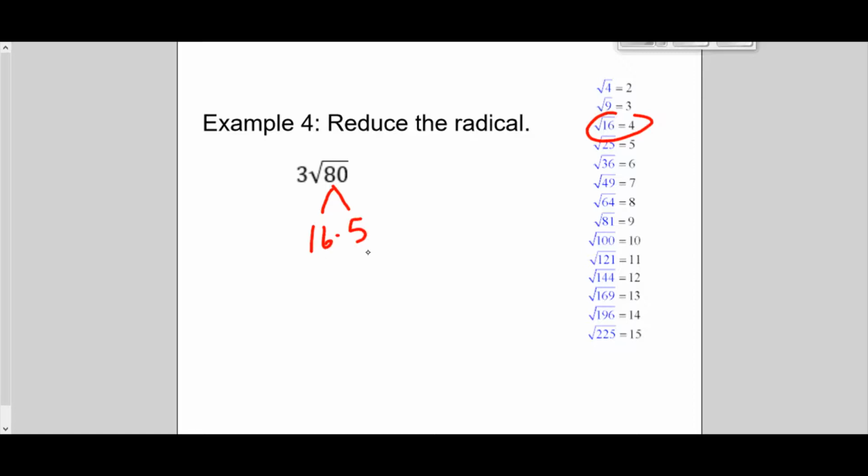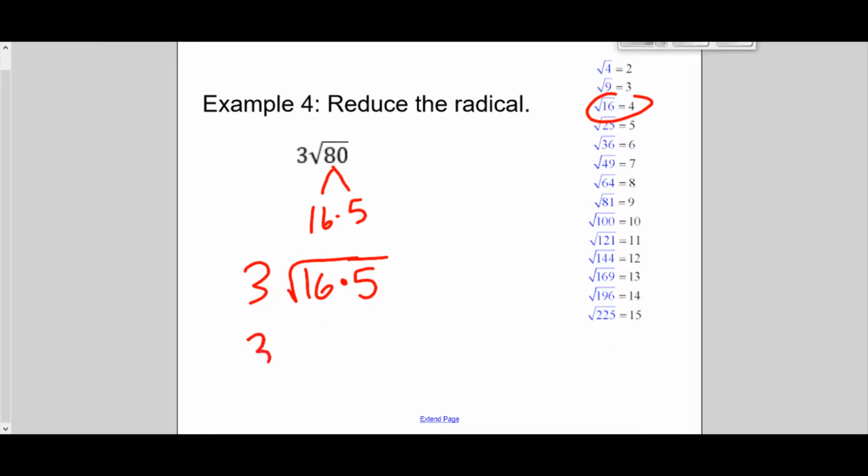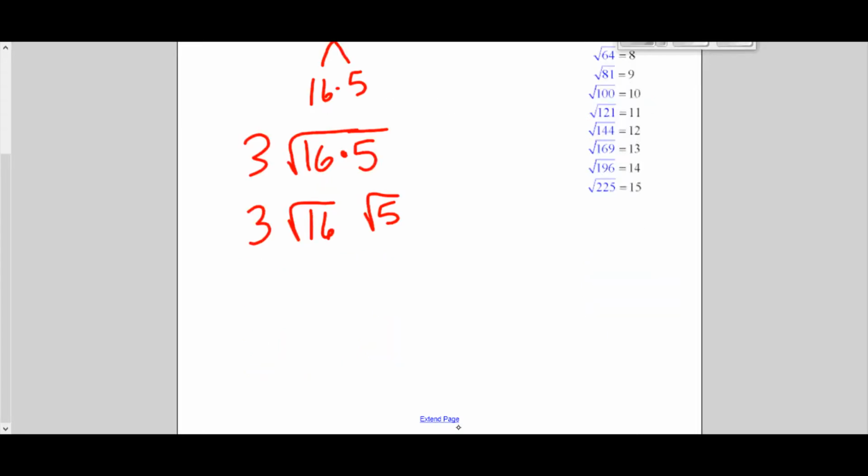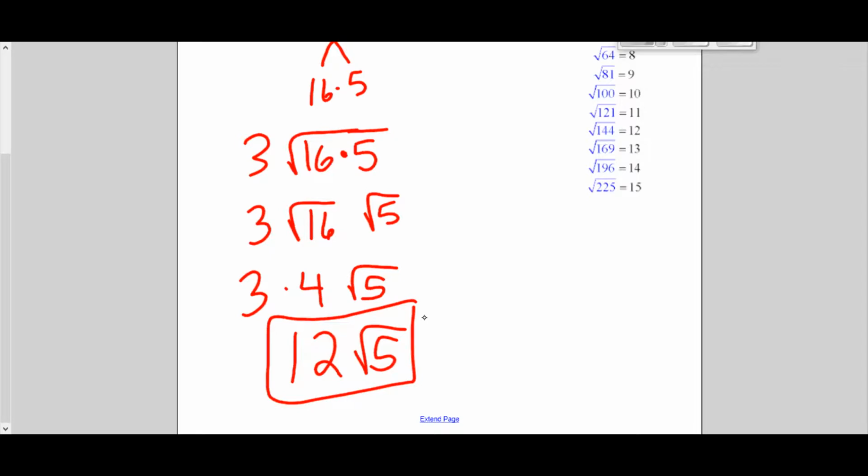You could just check the numbers in your list. So 16 times 5 would be the way to split up the square root of 80. I'm going to rewrite it as 3 square root of 16 times 5. But remember, the product property says I could rewrite this as 3 times the square root of 16 times the square root of 5. We know the square root of 16 is 4, so this would be 3 times 4 square root of 5. 3 times 4 is 12, so our answer here is 12 square root of 5.